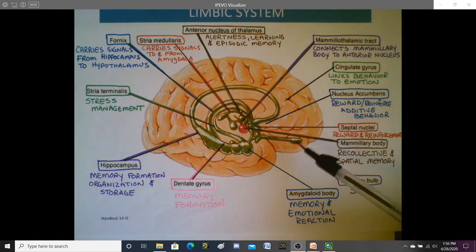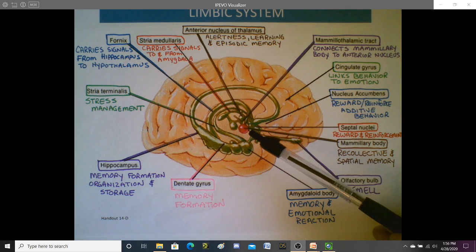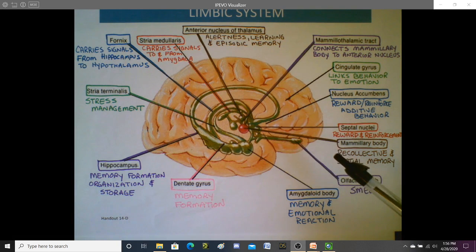Moving up, the mammillary body, a part that you needed to know for the brain, just a part of the brain structure, it's going to be involved in recollective and spatial memory. So you learned this in lab where it was, but you may not have learned what it does. So the mammillary body is going to be involved in allowing you to recall information, and then spatial memory, where you can think of things throughout time.